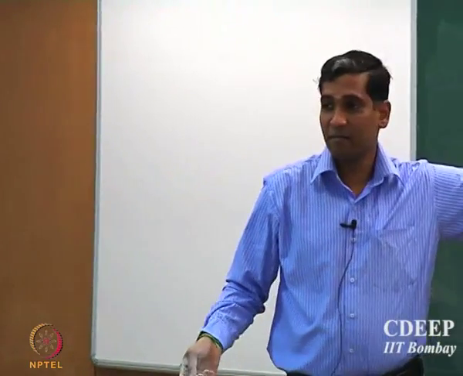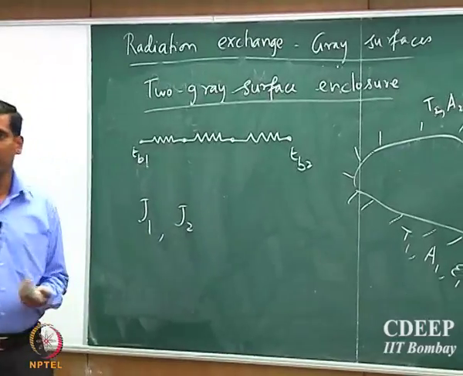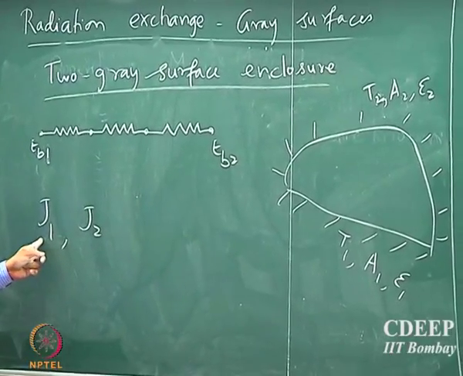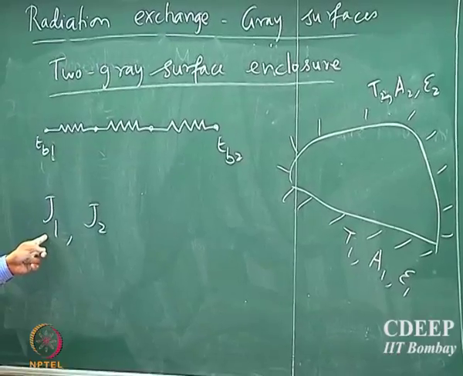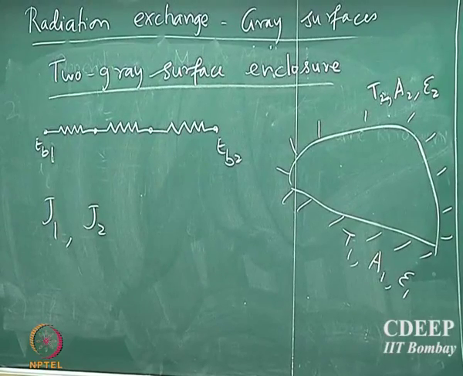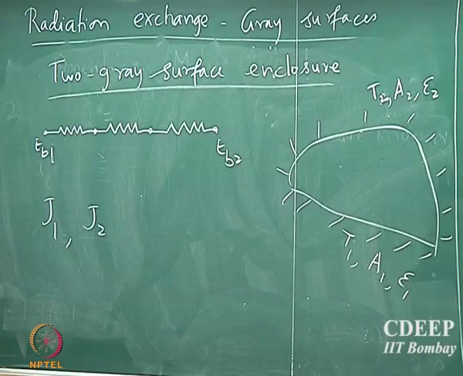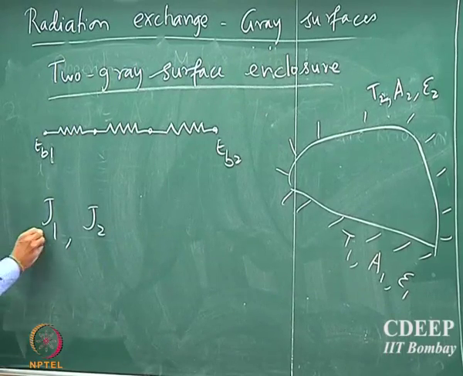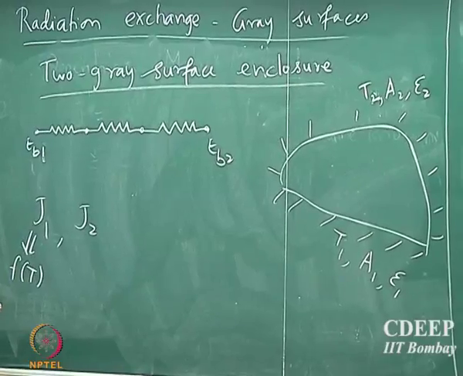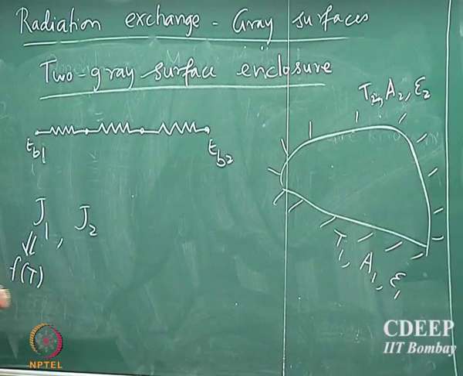Suppose the whole surface is maintained at the same isothermal temperature. We are looking at J1 and J2. This is a total quantity, right? So, this is integrated over all angles and over all wavelengths. So, this is only a function of temperature, correct? So, if it's a function of temperature, then what will be the radiation exchange between itself?